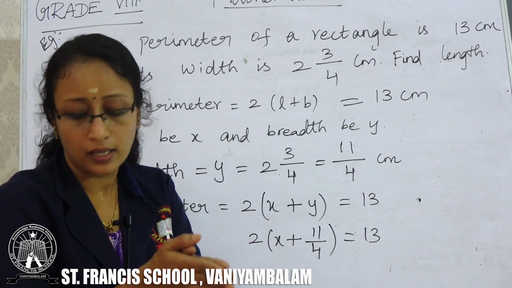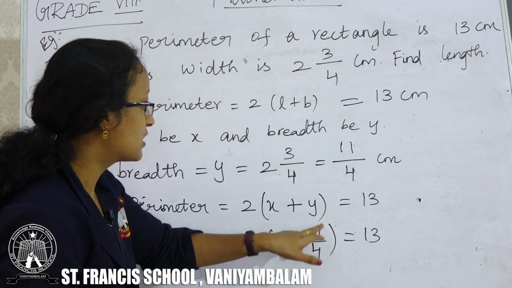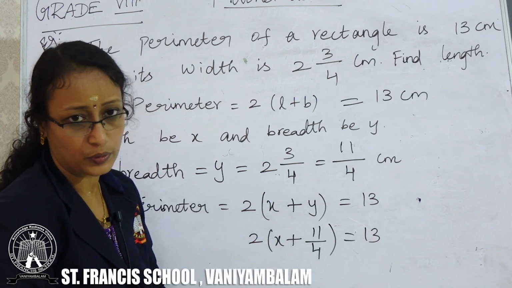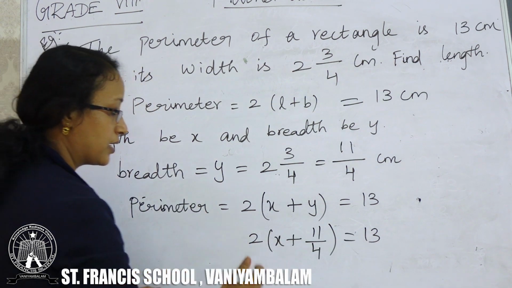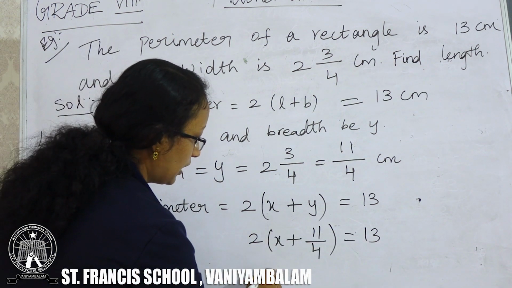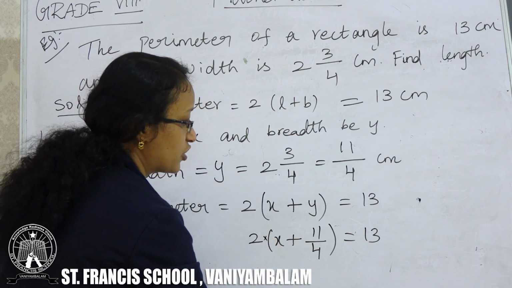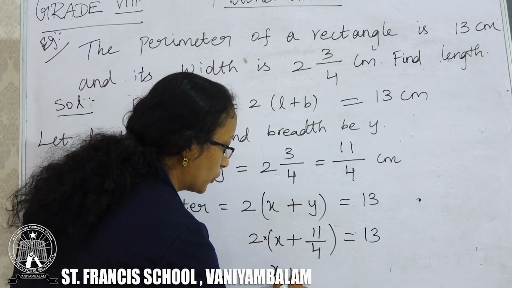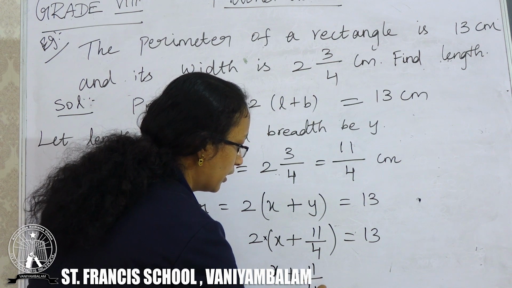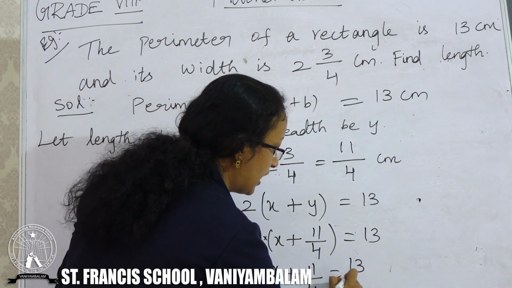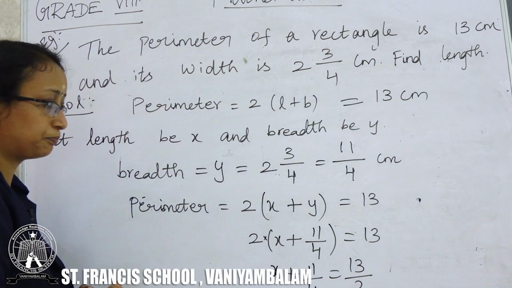What is your y? Breadth. So breadth is 11 by 4 is equal to 13. Now you can solve this. This 2 is in multiplication, common. So you can take it to the right hand side. When it goes here, division.